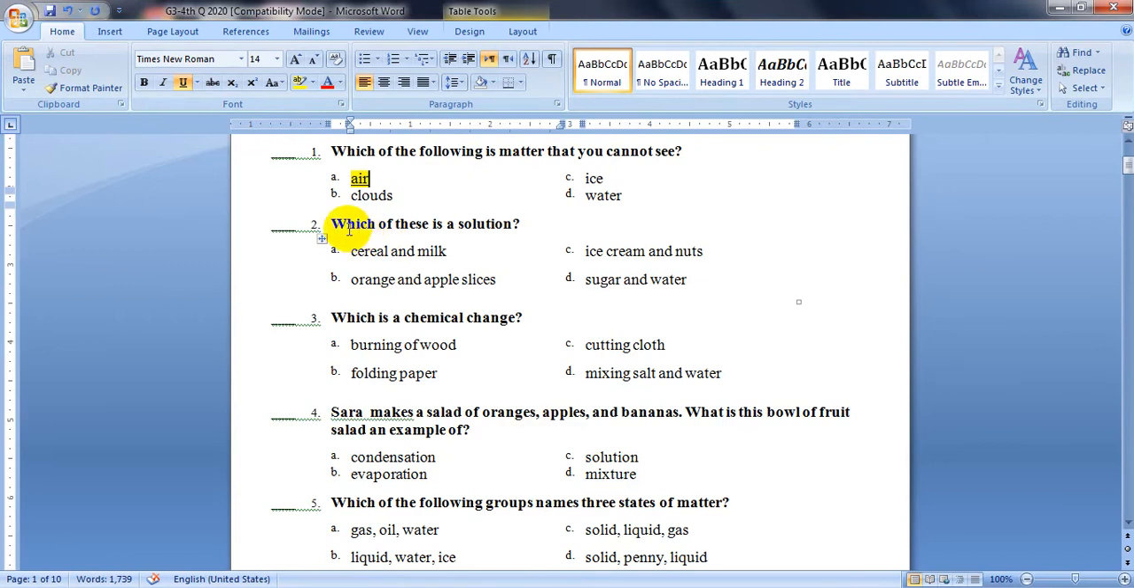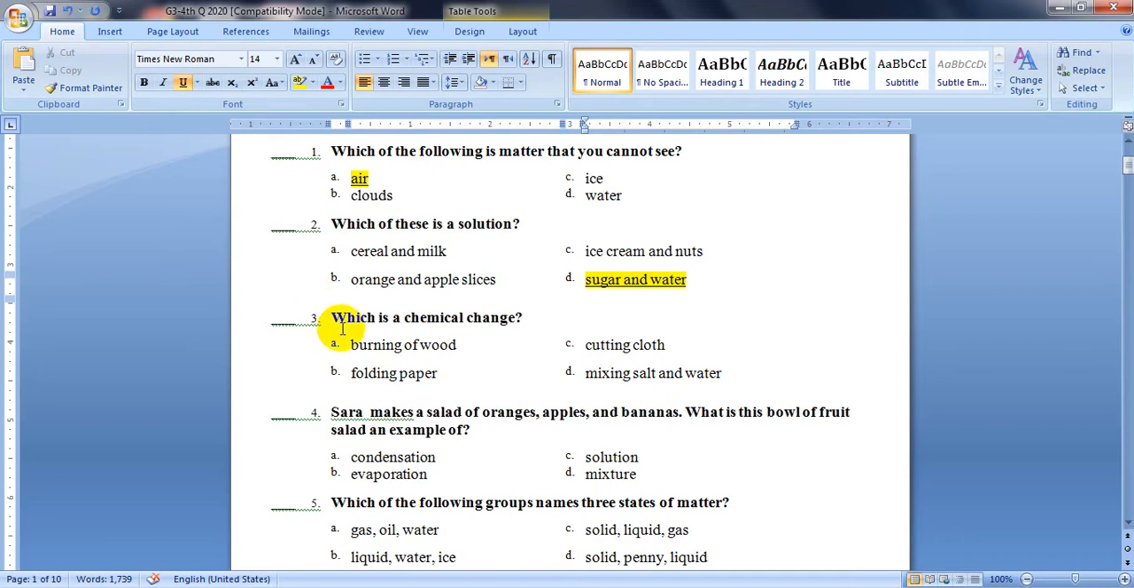Question number 2. Which of these is a solution? Cereal and milk, orange and apple slices, ice cream and nuts, sugar and water. A solution here is sugar and water. Why? Because a solution is a mixture in which all its parts are mixed evenly, like sugar and water. The sugar will dissolve in water.